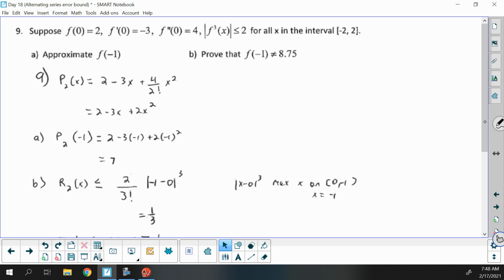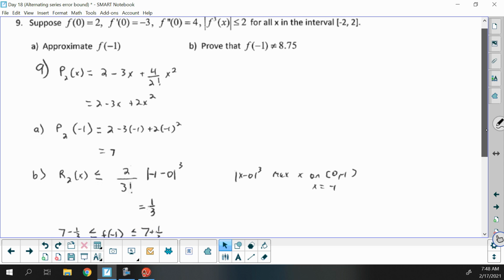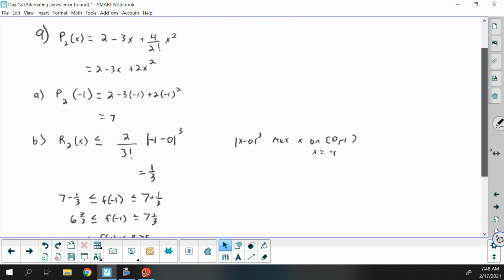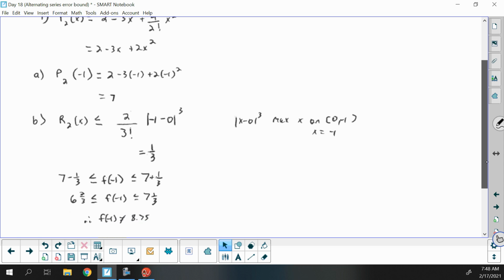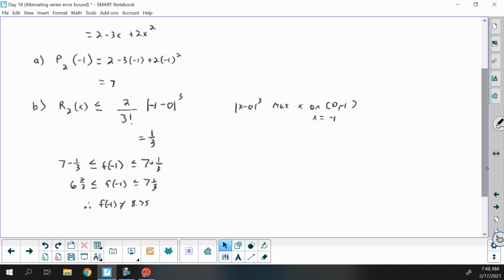Now they want us to prove that it can't be 8.75. So what we do now is we take our approximation, subtract the 1/3, the error, add the 1/3, and we know the f of -1 has to be in between there. Well, therefore, we proved f of -1 cannot equal 8.75 because it doesn't fall in that window.